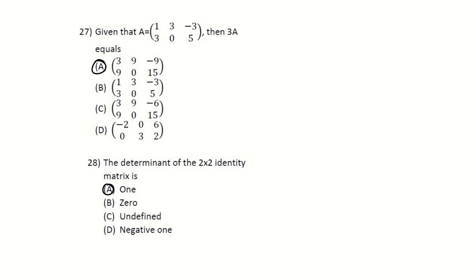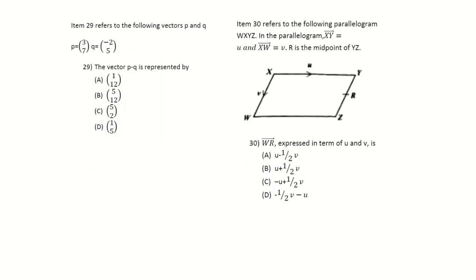Negative 1 would be a non-singular matrix, right? Then item 29 refers to the following vectors P and Q. What is P minus Q? That's 3 minus minus 2 and 7 minus 5. This would be 5 and 2 on the bottom. Right, that's C.